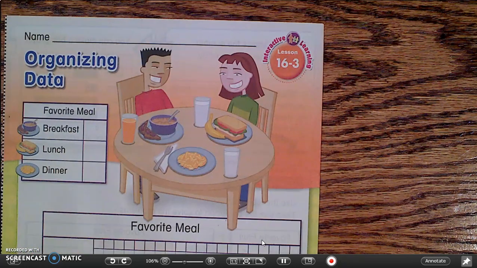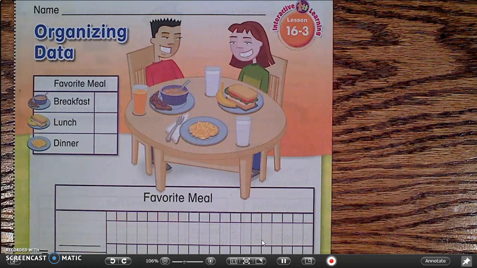16.3 organizing data, please. And normally, when we do this in class, I usually take a poll or we vote. I want to know how many people chose each as their favorite meal. We're looking at favorite meals. How many say breakfast, lunch, dinner.